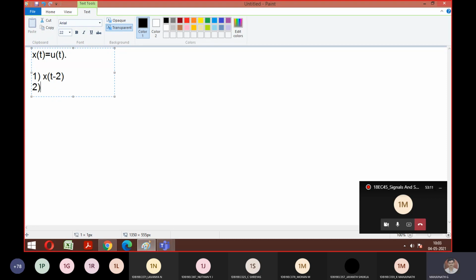So it's an 8 marks question. Second one, you should get x of 2t. Third one, is it visible what I'm writing? Yes, sir. Third one, t by 2. And fourth one, x of minus t. So this is the given question. That's all they have given. Nothing else. Now you should tell me how to write the input x of t first.